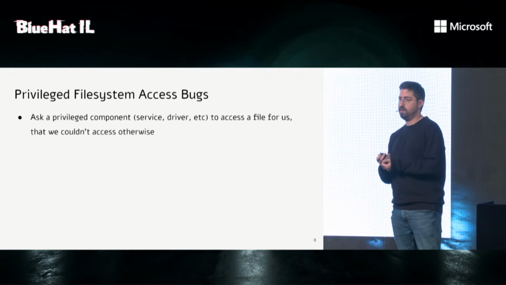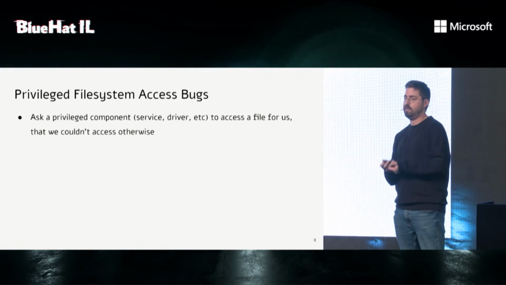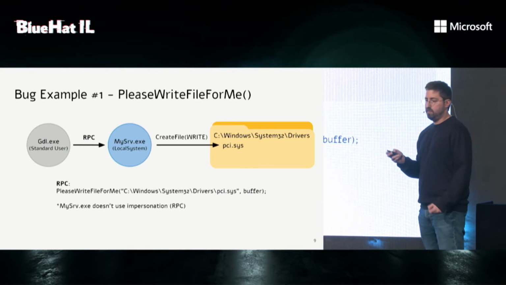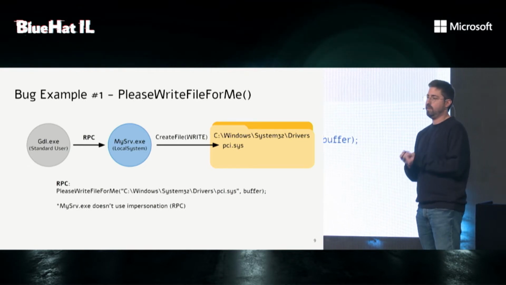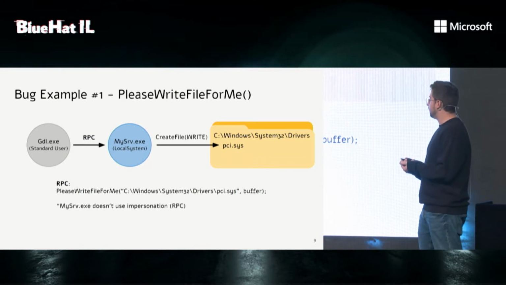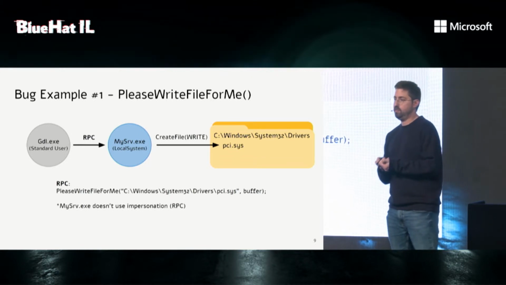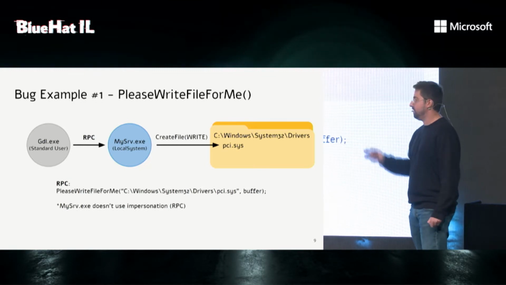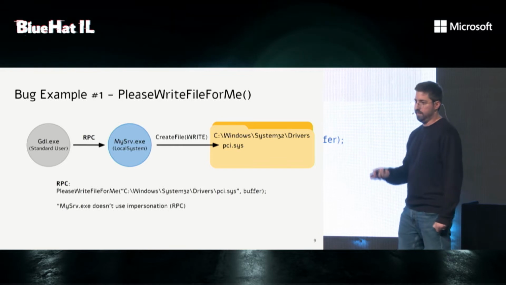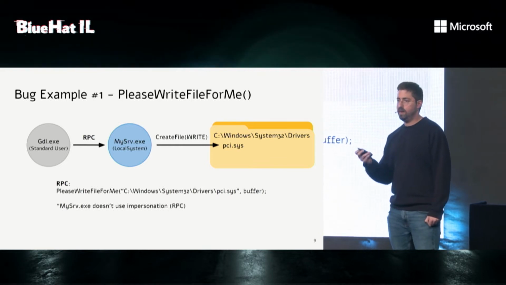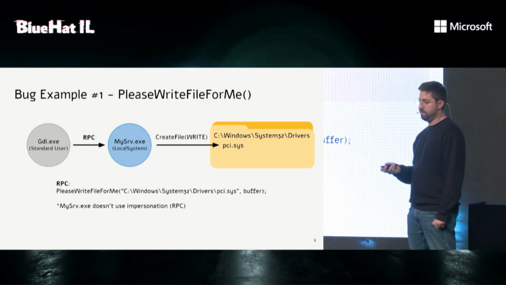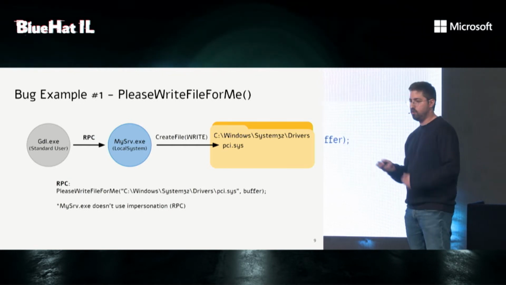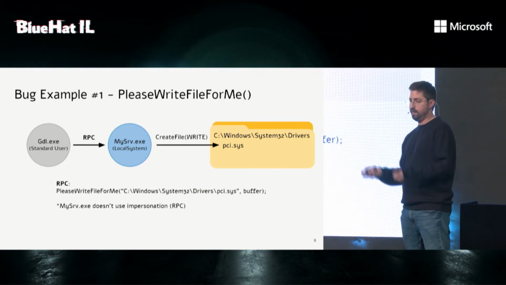And I want to show you first, before digging into WER, a very simple example of that. Let's say that mysrv.exe from before is an example of a Windows service, and that this service exposes an RPC interface, which is a way to call it from other processes. And that RPC interface has one function in it that's called PleaseWriteFileForMe, that gets 2 arguments. One is a file path, and the other is a buffer. And let's say that when you call this function, mysrv.exe would just open or create a file for writing and write the data to it.